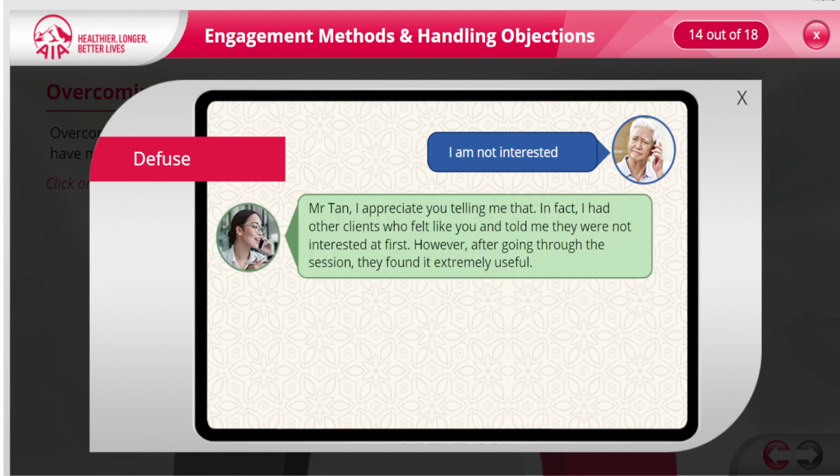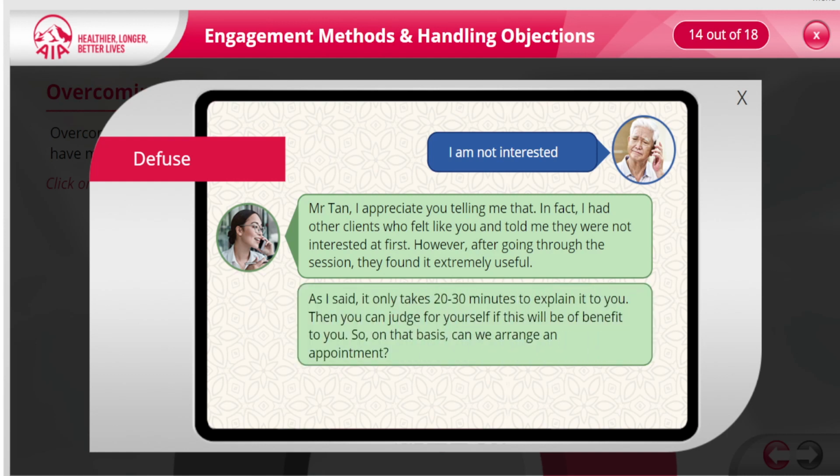Mr. Tan, I appreciate you telling me that. In fact, I had other clients who felt like you and told me they were not interested at first. However, after going through the session, they found it extremely useful. As I said, it only takes 20 to 30 minutes to explain it to you. Then you can judge for yourself if this will be of benefit to you. So on that basis, can we arrange an appointment?